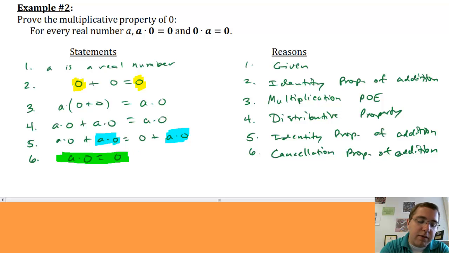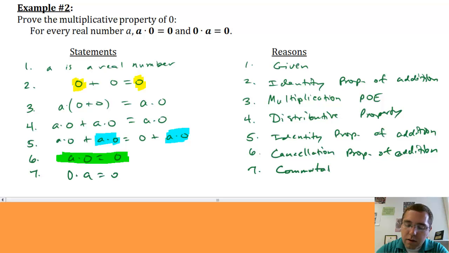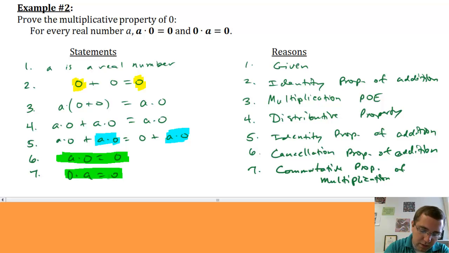The other thing I wanted to prove was that 0 times a equals 0. So do I have to do this whole thing again to prove that? No. Because I know that multiplication is commutative. So if a times 0 equals 0, then 0 times a equals 0. I can commute the left-hand side. The commutative property of multiplication. And now I've proven the other thing I wanted to prove.